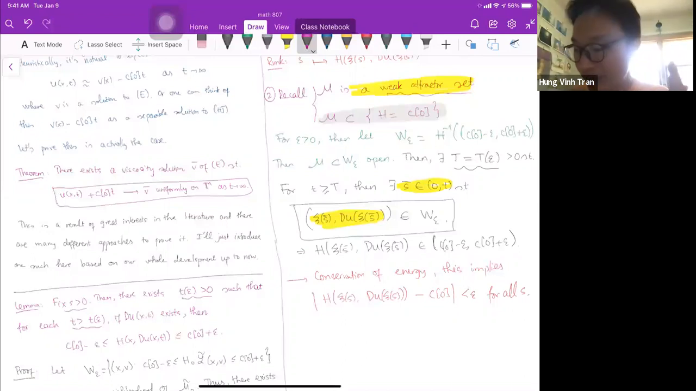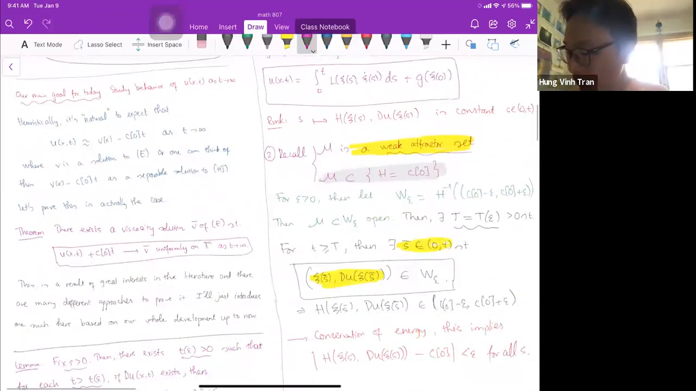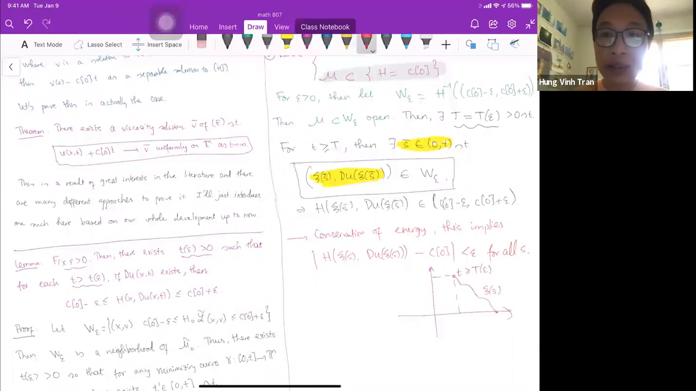It's going longer, but the key point here is that I'm starting from a time t that's large enough. Maybe let me draw a picture here. I'm starting from a time t bigger than t epsilon, and I declare that if we find a minimizing curve going backward, C(S), this curve, C(S), DU of C(S), is always going to be inside the W epsilon neighborhood. And I have H of C(S), DU of C(S) close to the energy level C naught.